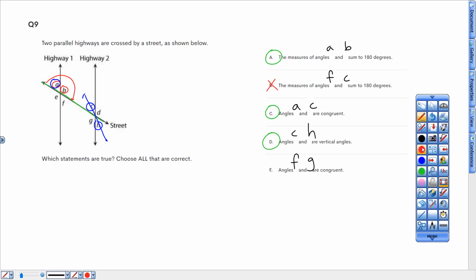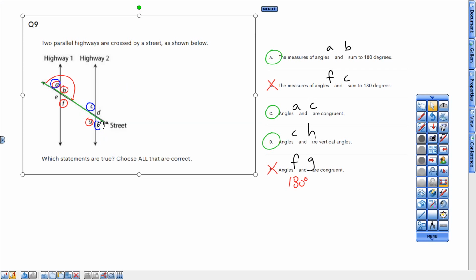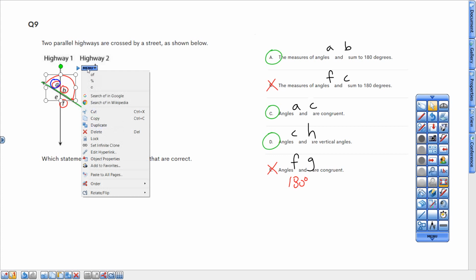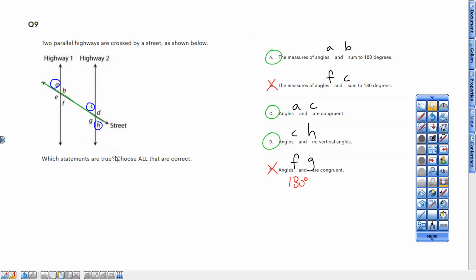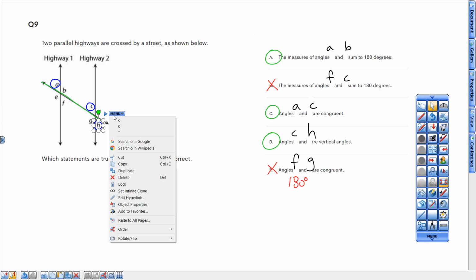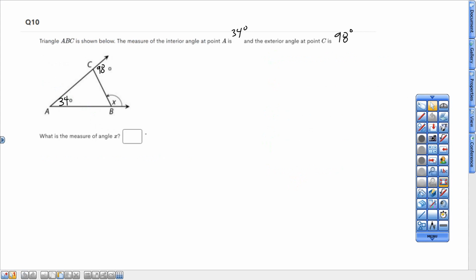Last one, F and G are congruent. And you can see that is a no. Those add up to 180. They're supplementary, but they're not congruent, equal. And again, hopefully you could see just with your eyeball all the angles that have the same opening. And then hopefully you could see with your eyeball the angle sets that when you plus them together give you that 180-degree angle, that straight angle. I want you to be able to see that. All right, keep going. Number 10, piece of cake.